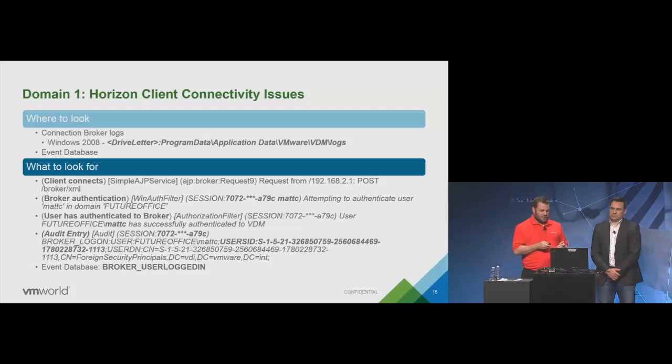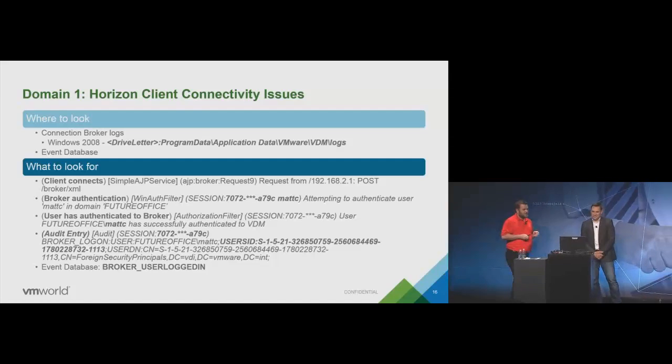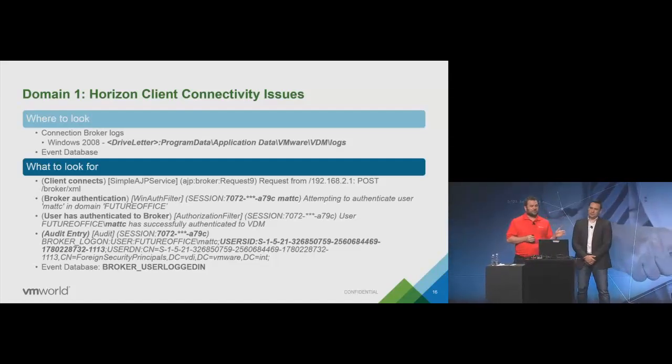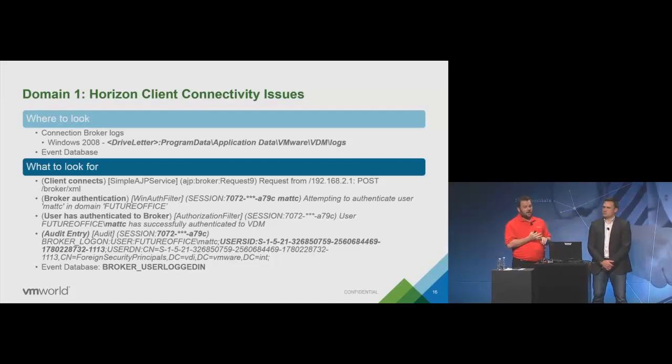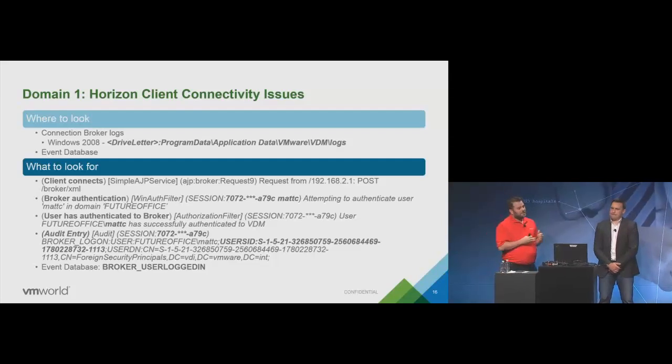You can see the first one, client connects. One of the things you can see, the first entry, client connects. So you can see where we have a request. We have an XML post. You see an authentication, attempting to authenticate user X in domain Y. These types of entries stick out, and if you know what to look for, you can really start to follow.